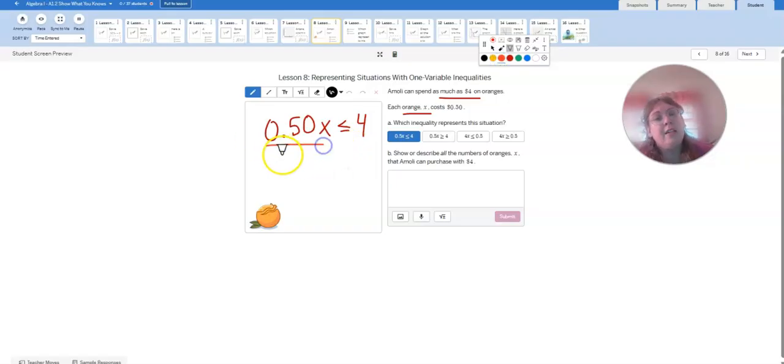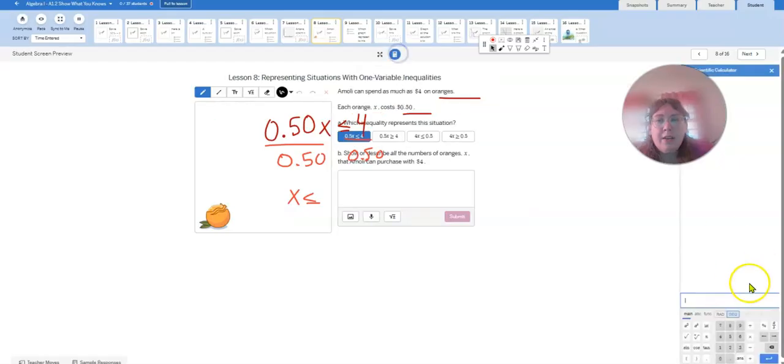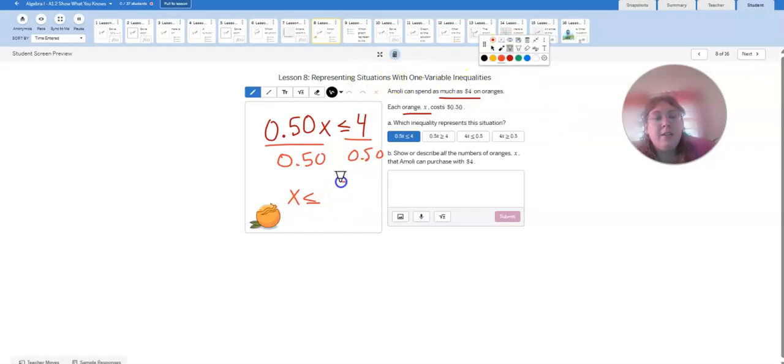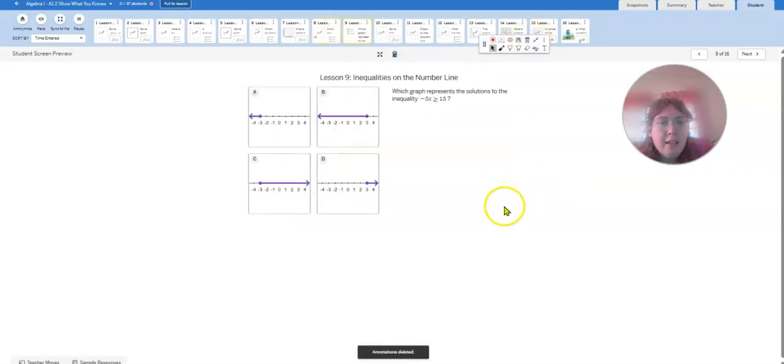So to solve this for x, we divide both by 0.50, and we get x is less than or equal to, in our calculator, 4 divided by 0.5 is 8. So Amoli can get 8 oranges or anything less than that. So he can buy 1, 2, 3, 4, 5, 6, 7, or 8. Beautiful. Look at the next slide.